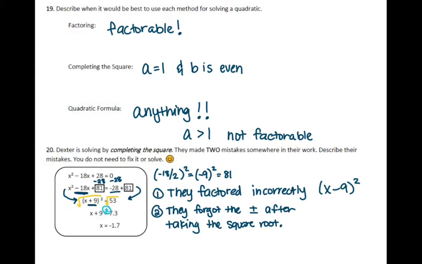Now, the directions for this question did say you do not need to fix it or solve, but sometimes when you're trying to identify a mistake that somebody makes, it's a little easier to just go ahead and solve it from the get-go and then compare what you did versus what this particular person did. And hopefully you don't make the same mistakes, because then you can identify what mistakes Dexter made.